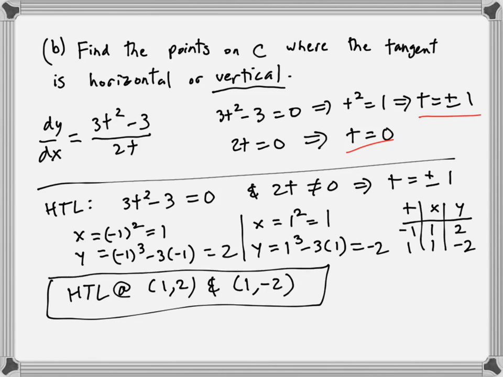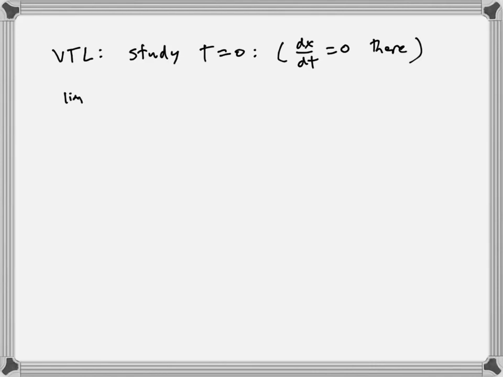Okay? Now, what about vertical tangent lines? Remember, vertical tangent lines are going to occur whatever t value makes this thing approach infinity or negative infinity. So for the vertical tangent lines, we're going to study t equals 0, right? Because this is the point where dx dt was equal to 0 there. What is the limit as t goes to 0 from the left or the right of our tangent line? Sorry, we had 3t squared minus 3 over 2t. So if you approach 0 from the left or the right, what's going to happen here? On the top, what do we get?